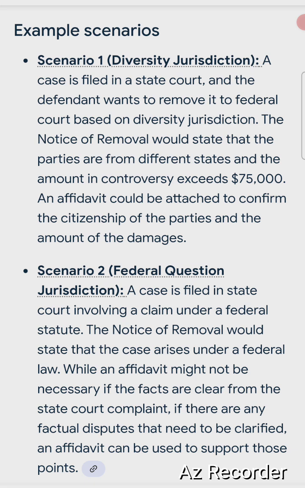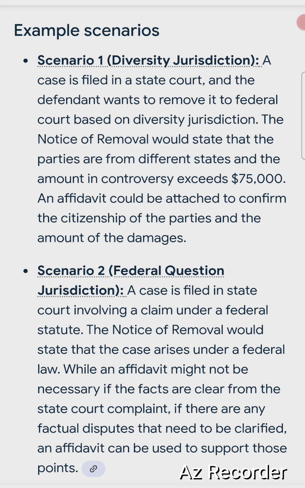Okay. Scenario 2, federal question jurisdiction. A case is filed in state court involving a claim under a federal statute. The notice of removal would state that the case arises under a federal law, while an affidavit might not be necessary if the facts are clear from the state court complaint, if there are any factual disputes that need to be clarified. So in other words, if the way that they charged you is clear on the face of it that it was not correct, then you don't necessarily need an affidavit.